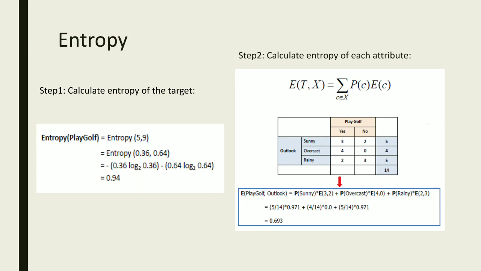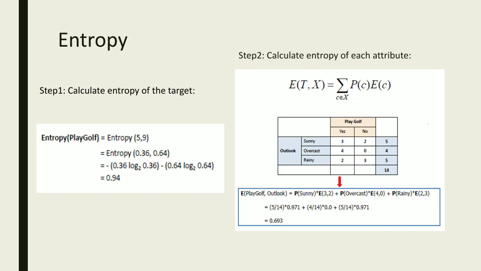This is seen in terms of probability. I can say that the entropy of T and X is the summation of probability of c and entropy of c. You can see the graph here showing that if outlook is sunny, overcast, or rainy, how many times we are playing golf. 3 times yes when sunny, 4 times yes when overcast, and 2 times yes when rainy. And the opposite will be the no: 2 times when sunny, 0 when overcast, and 3 when rainy.